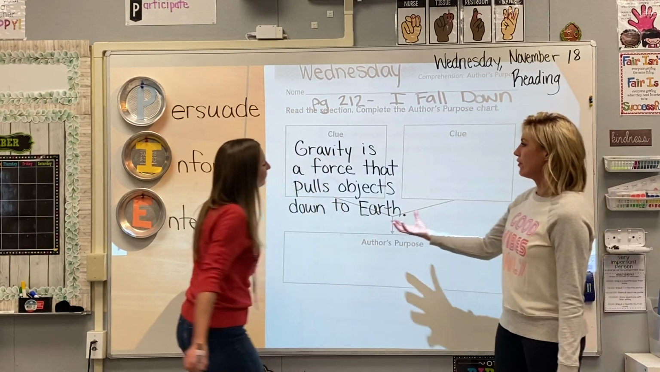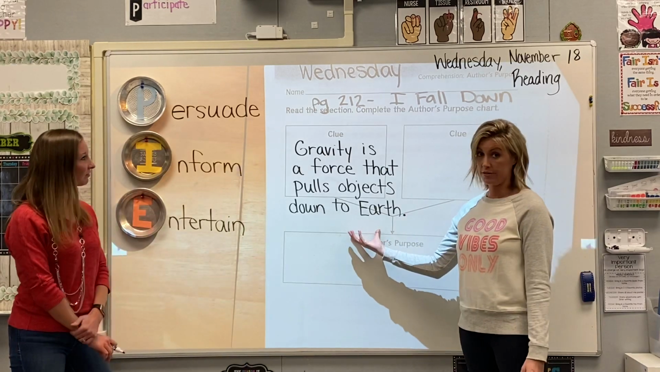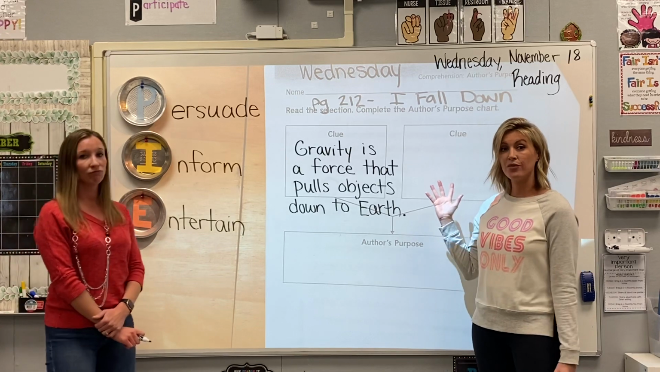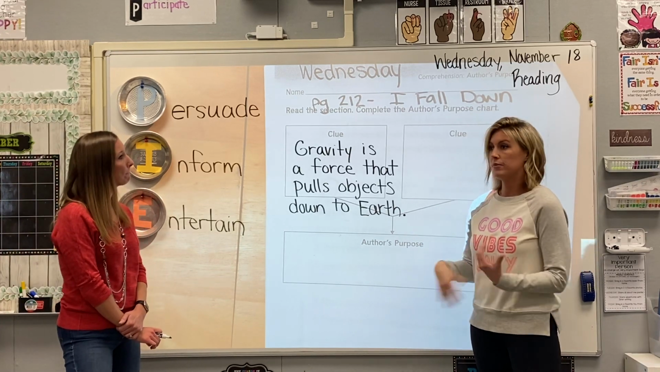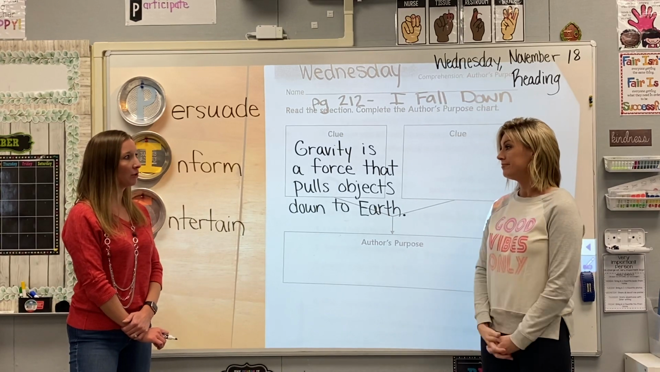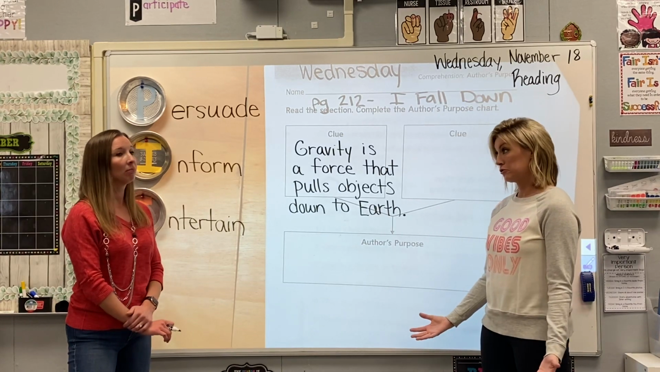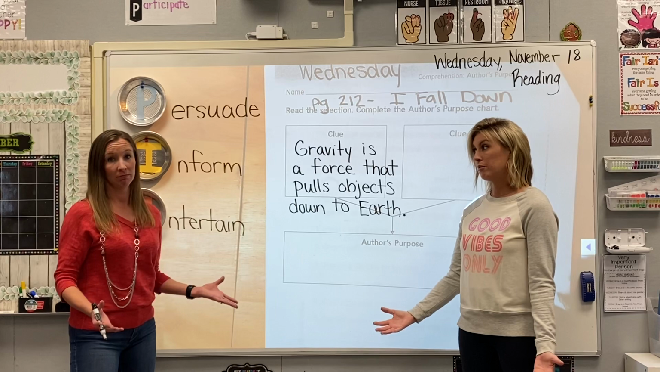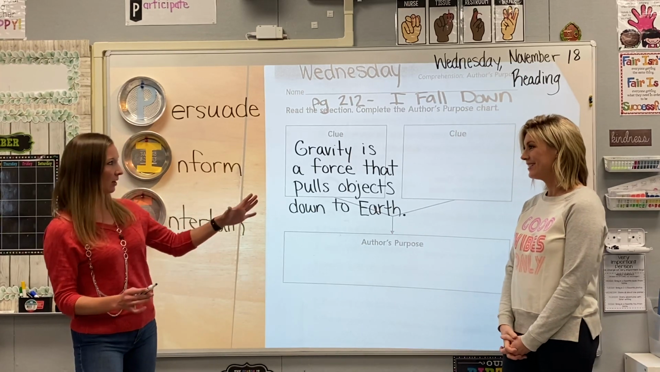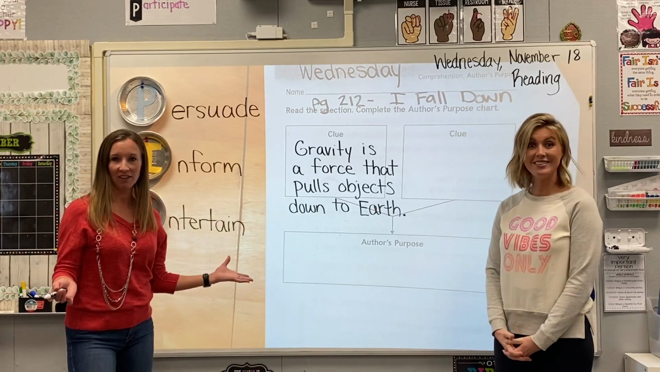So we gave you a clue already. You can copy this clue. We want you to go through the book and find a second clue, something you learned about gravity in the book, and write it down. So any fact will do, as long as it's true, and all of the facts from the book are true. So a true fact from the book as their second clue, and then they should have it. Easy, huh?